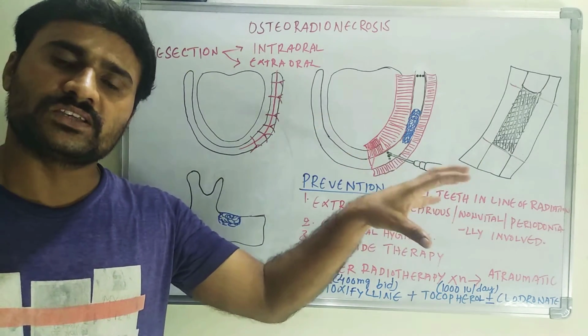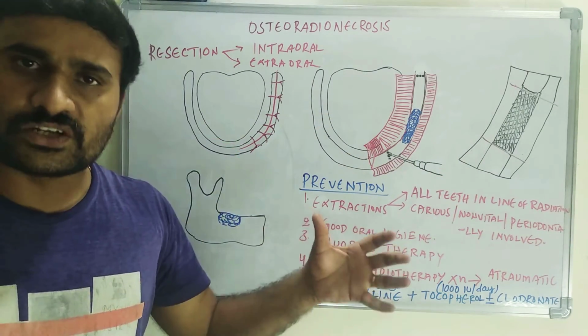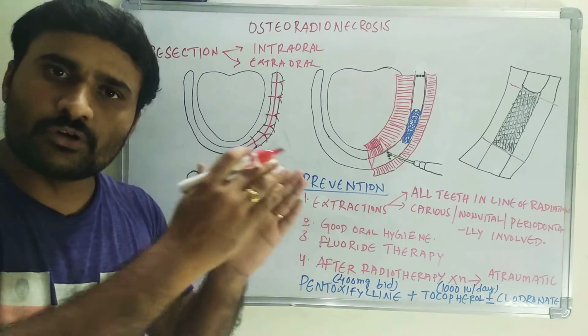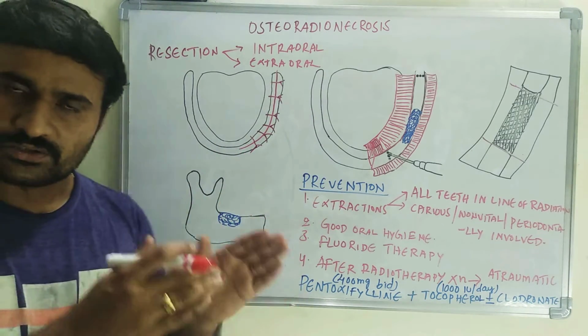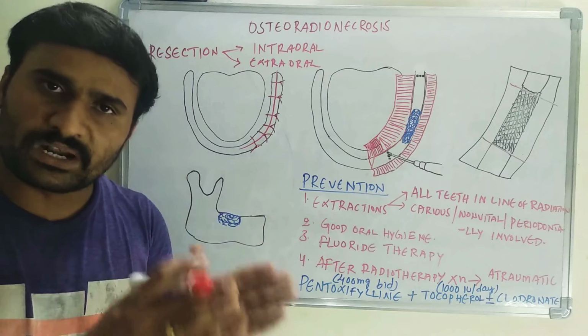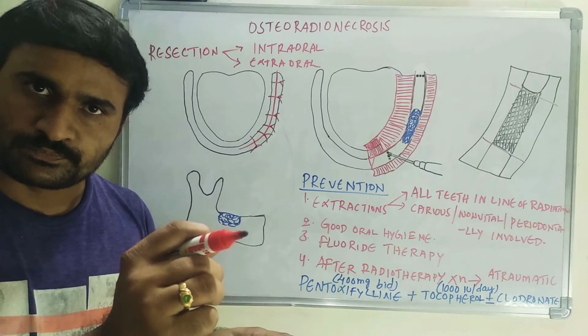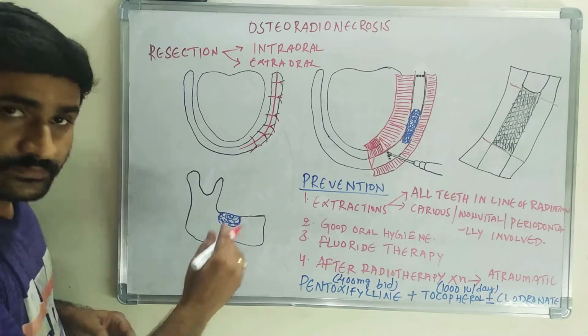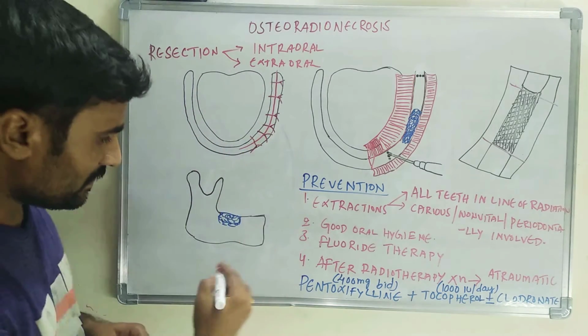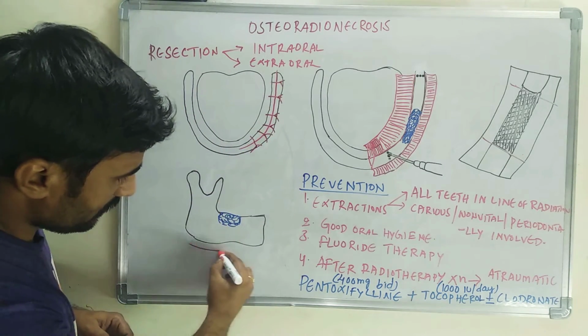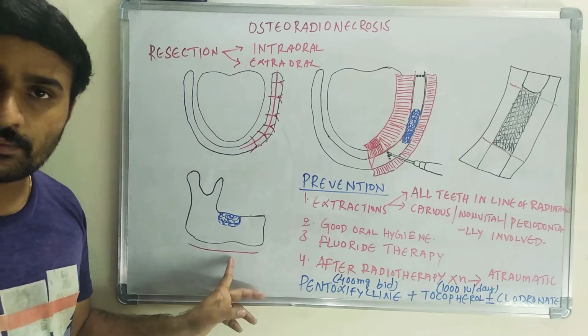But in some cases, when the bone necrosis is extensive, you can't go for intraoral and you have to go for an extraoral approach. In the extraoral approach, the submandibular approach is the preferred one. That is taking an incision in the submandibular region 1 centimeter below and parallel to the lower part of the mandible. That means you have to take the incision like this, a submandibular incision.